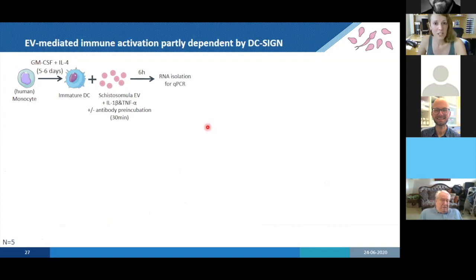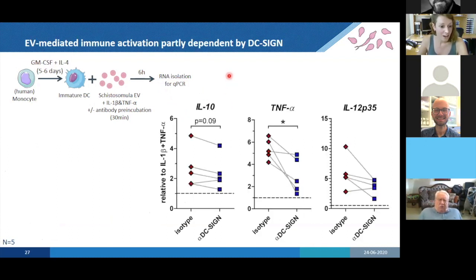So therefore, we did a shorter incubation. We only incubated the cells for 6 hours with the EVs, and then isolated RNA for doing a qPCR. And there we did see a significant reduction in TNF-alpha, and also a trend for IL-10 when you block DC-SIGN. So especially in the initial stage of this stimulus, it seems that the interaction of the EVs via the internalization of the EVs via DC-SIGN has an effect on the immune response.